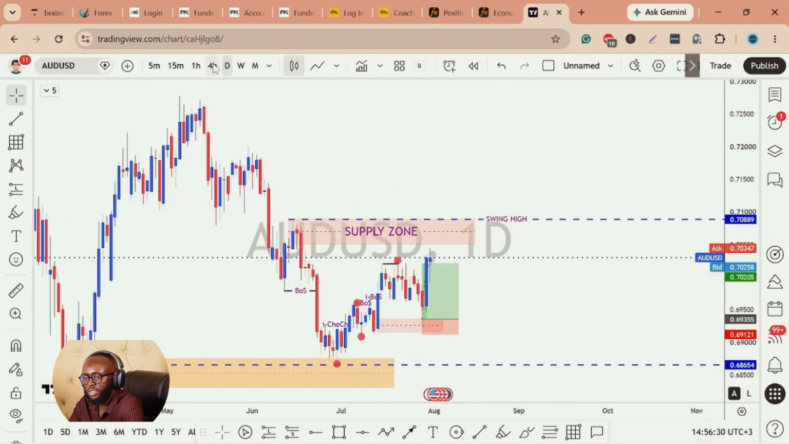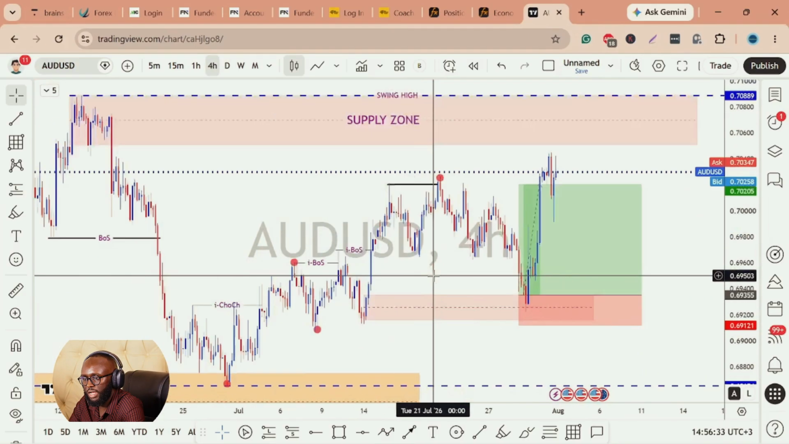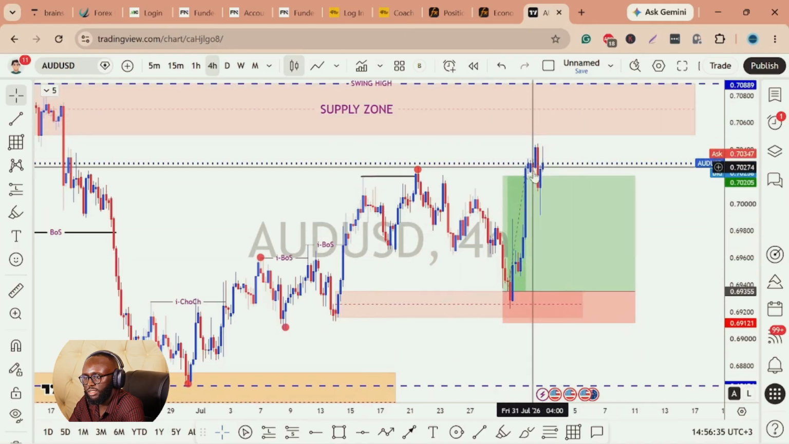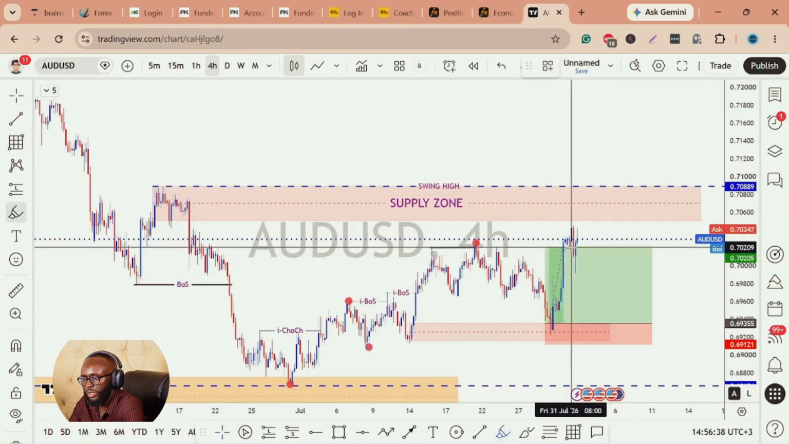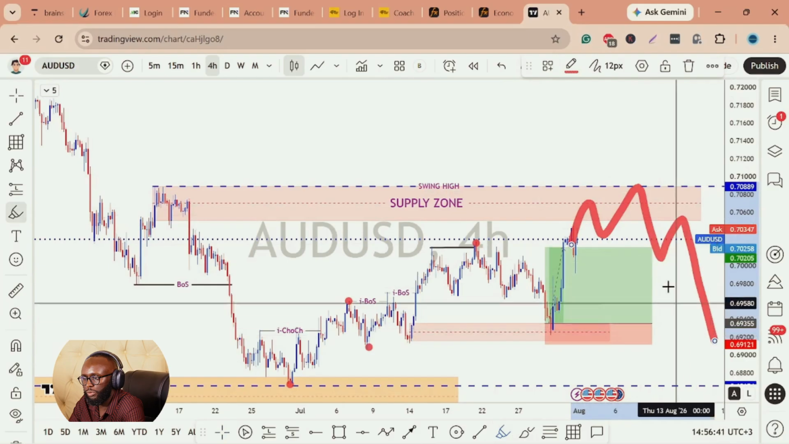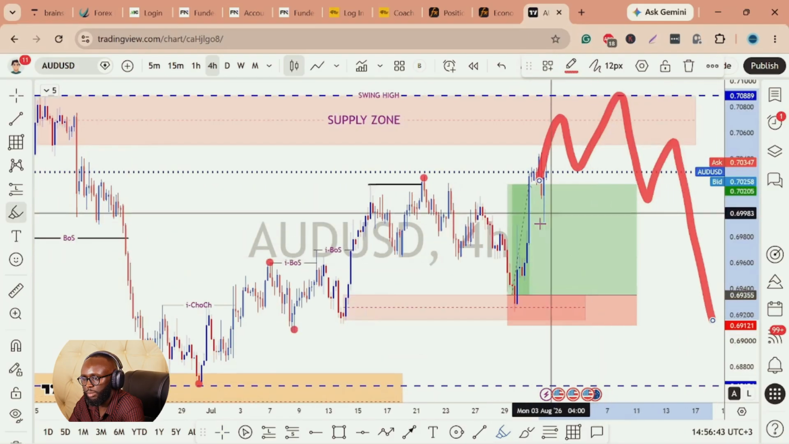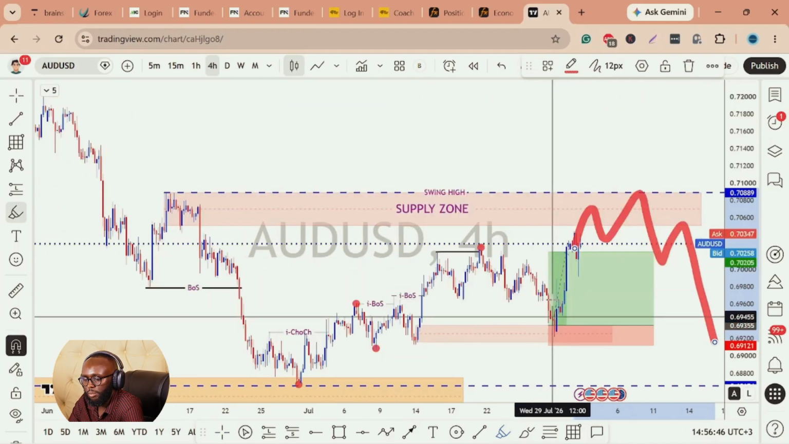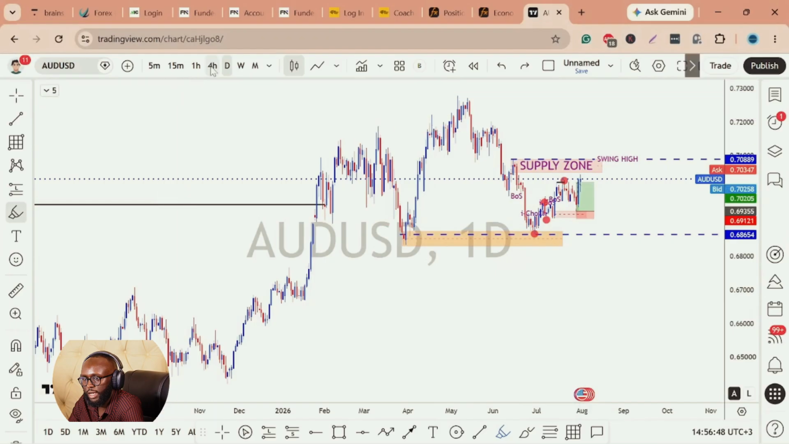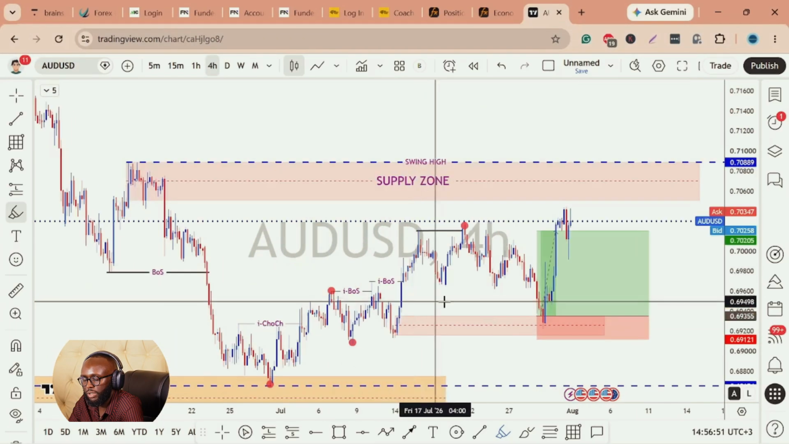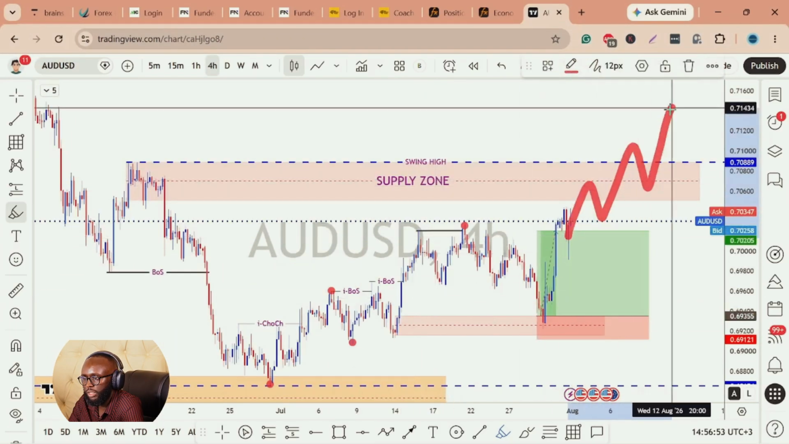Now, for this coming month, or rather even the first week of August, I would like to see price testing this supply zone over here. And once we do a test of this level, then we can look for this kind of pattern to go maybe shorts on AUD/USD. But if at all we are able to break that zone over there, then it means that our shorts will be invalidated, so we'll be looking for longs.